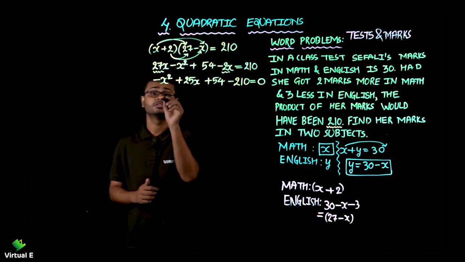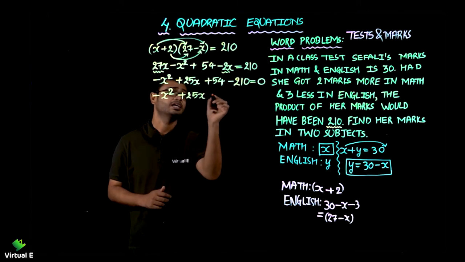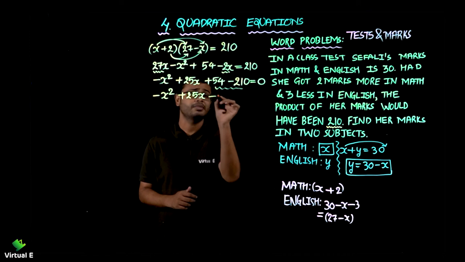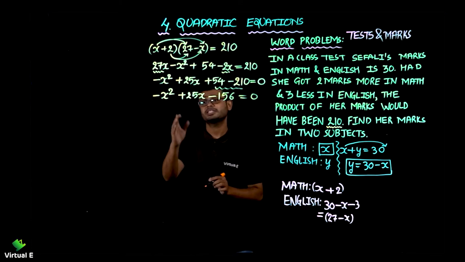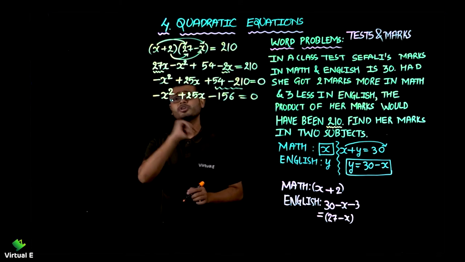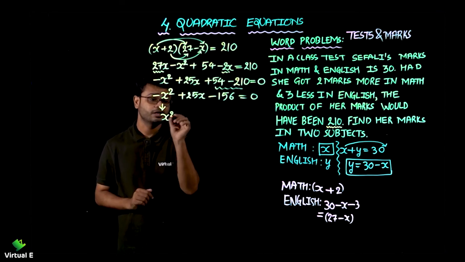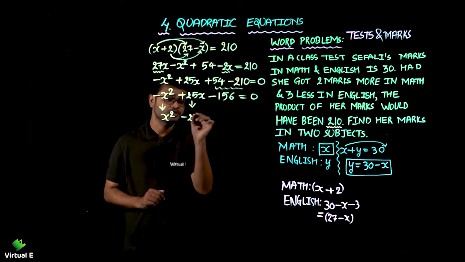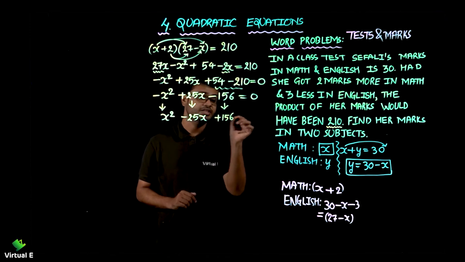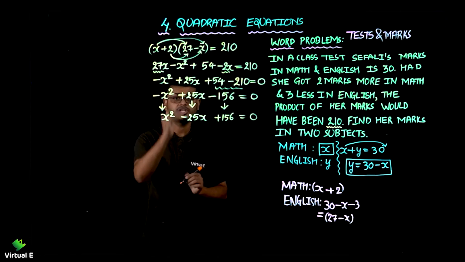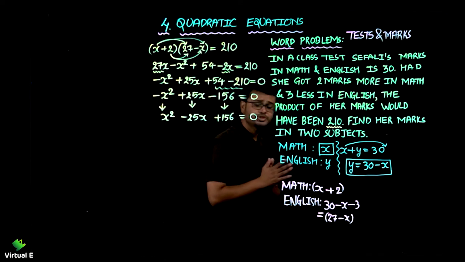Let's simplify now. So minus x square plus 25x, and if you do subtraction you are going to get minus 156 is equal to 0. Now you can see that this is minus x square, so I want to get positive, so I am going to change the sign of each of them. This negative will become positive x square, this positive will become minus 25x, this minus will become plus 156 is equal to 0. Negative, positive, positive, negative, negative, positive. Simple. Now our equation is ready.